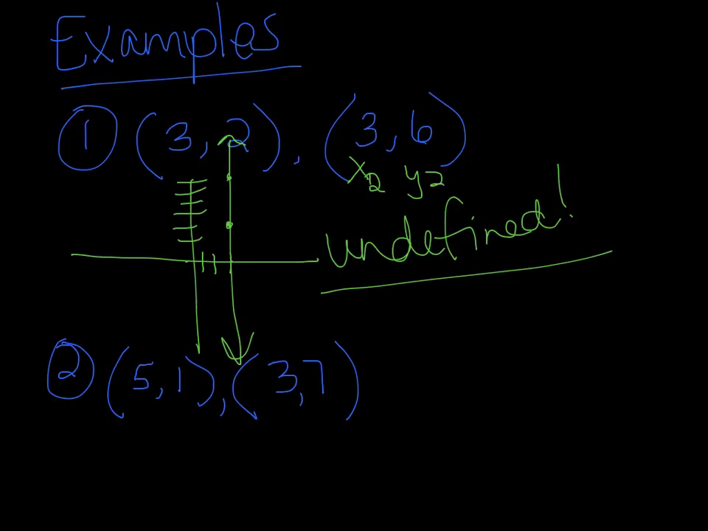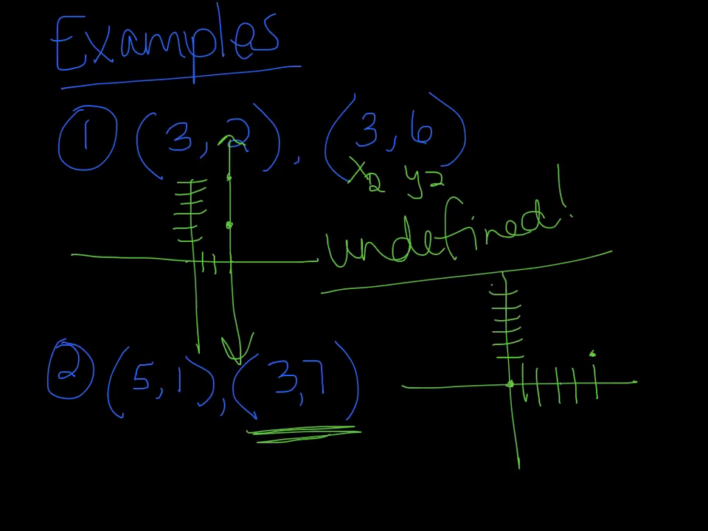All right, welcome back. Now our quick graph is you're going to go over 5. Remember, you always start from the origin. Over to the right 5. 1, 2, 3, 4, 5. Up 1, put a point. Then you're going to start with your second ordered pair. Start back at the origin. Go over 3. 1, 2, 3. Up 7. 1, 2, 3, 4, 5, 6, 7. Put a point. Connect those 2 points.